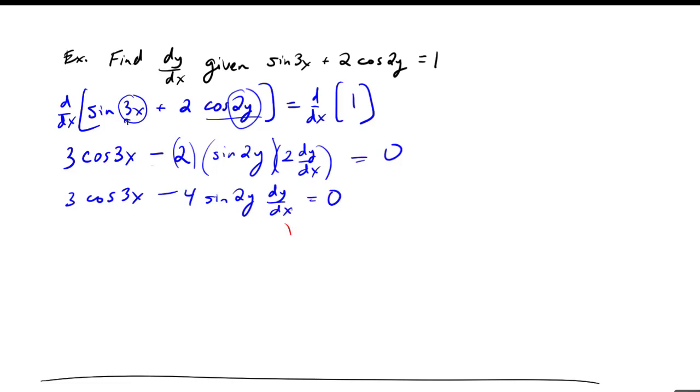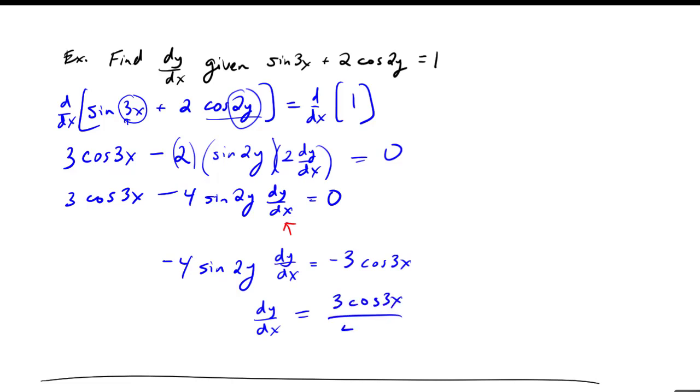And then finally, just solve for dy/dx. So minus 4 sine 2y dy/dx equals minus 3 cosine 3x. All right, when I divide over, the negatives will cancel and I'll be left with 3 cosine 3x over 4 sine 2y. There we are.